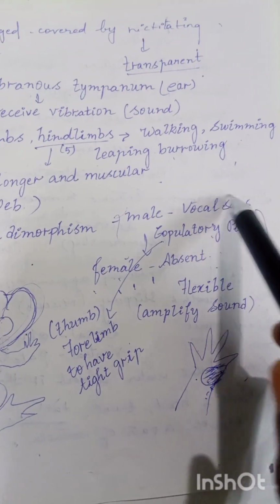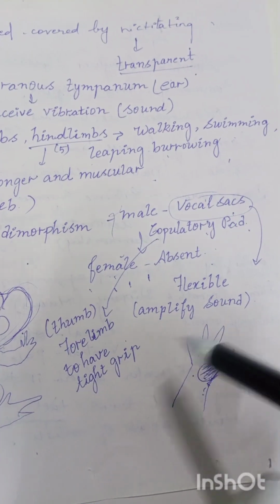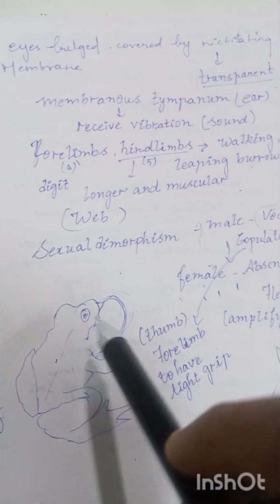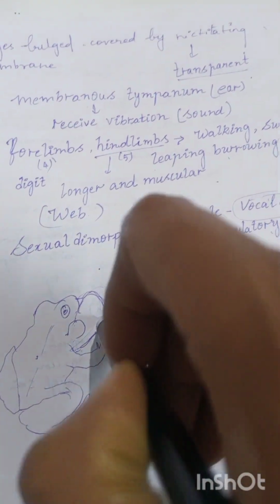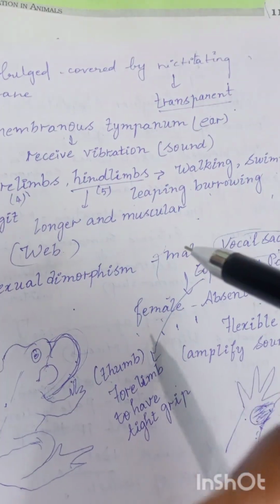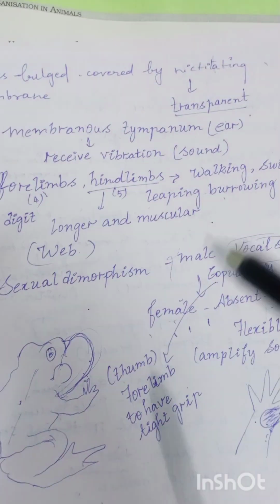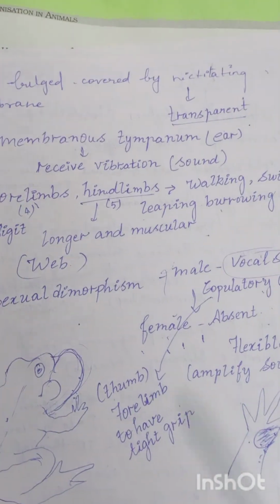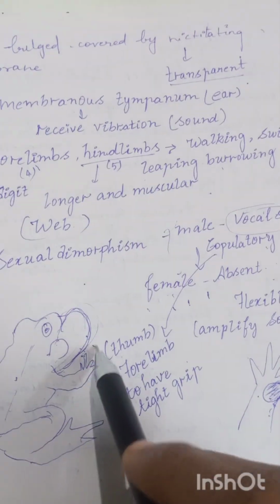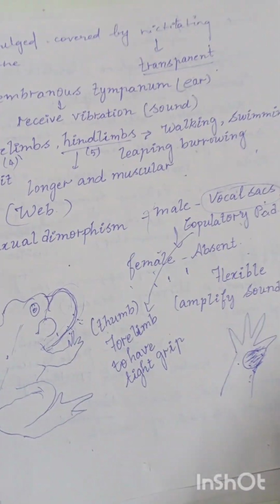And what is the purpose of these vocal sacs? The frog will make a sound, and this vocal sac will amplify it. It will make it look like a huge sound. So it will amplify the sound produced by the male frog.